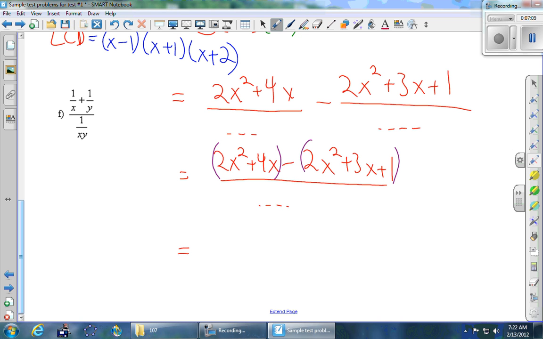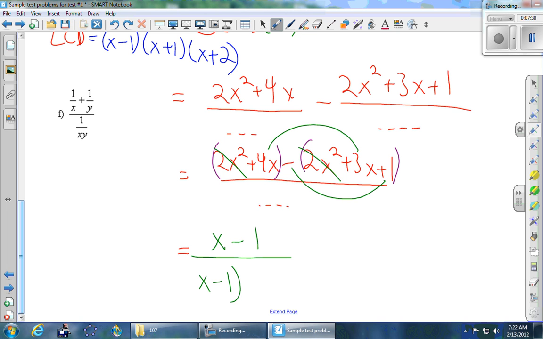Okay, so combining terms. I have 2x squared and minus 2x squared. They cancel. Then we have 4x, subtract 3x. Just gives me a single x. And then it looks like a plus 1, but it's really a minus 1. And then now finally I'll copy that whole denominator that's been up there the whole time. X minus 1, x plus 1, x plus 2.